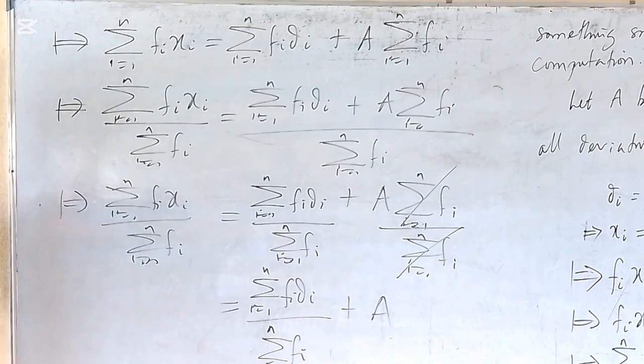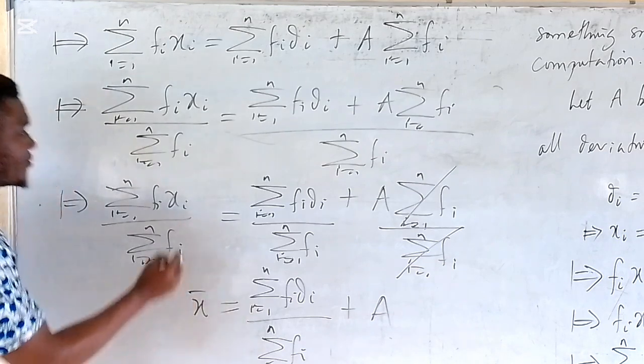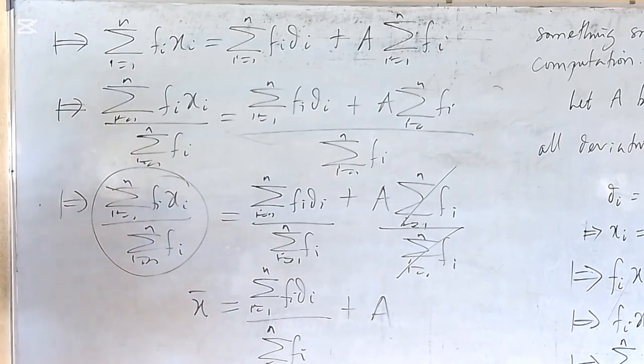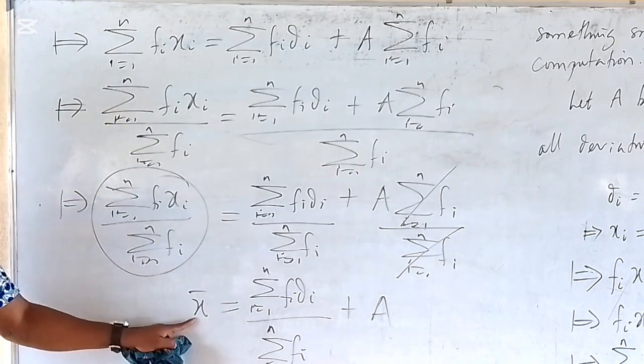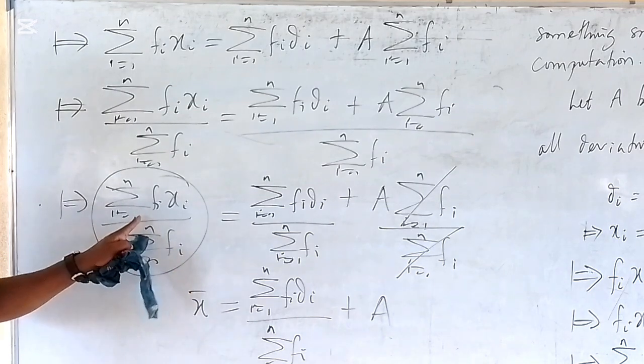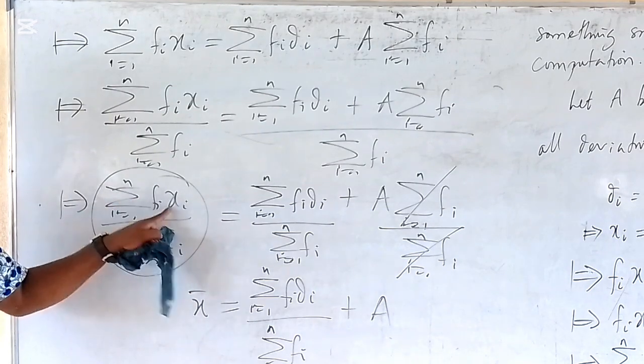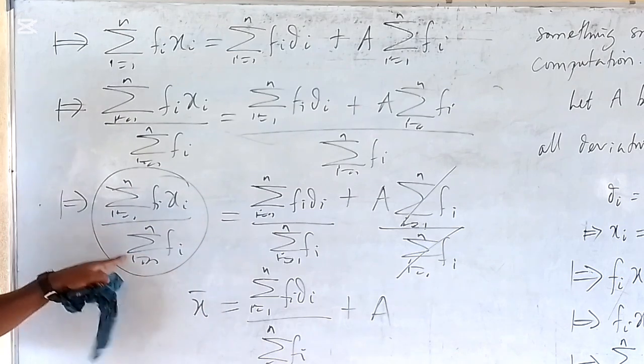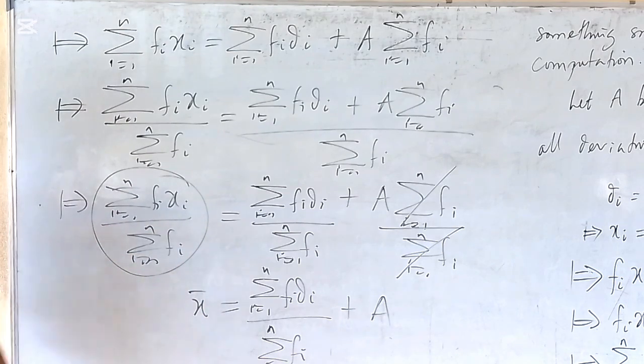Is it not so? At this point in time, the girl will look at the mirror again. Do I now look like X bar? The answer is a big yes. We have defined this, remember, as what? X bar. Go back and check what your X bar is. Your X bar was defined as what? Summation Fi xi all over what? Summation Fi. This is the point she says I can now go out. Thank you very much.